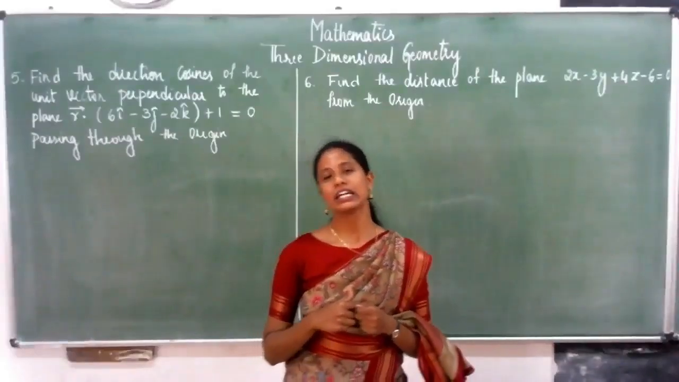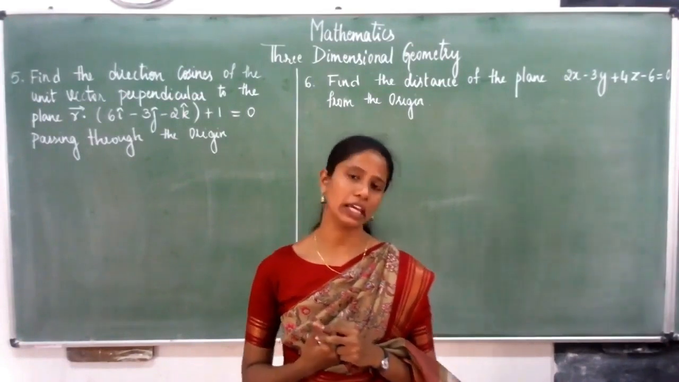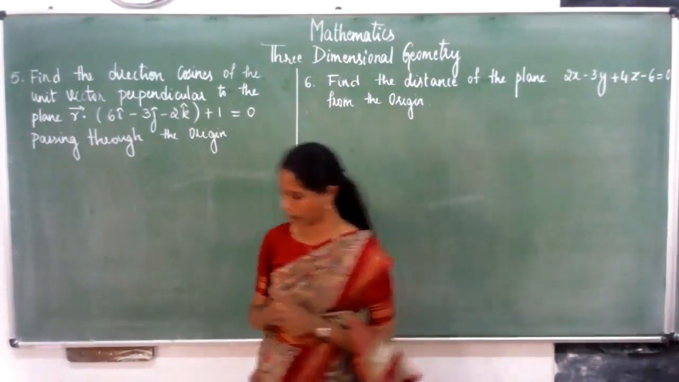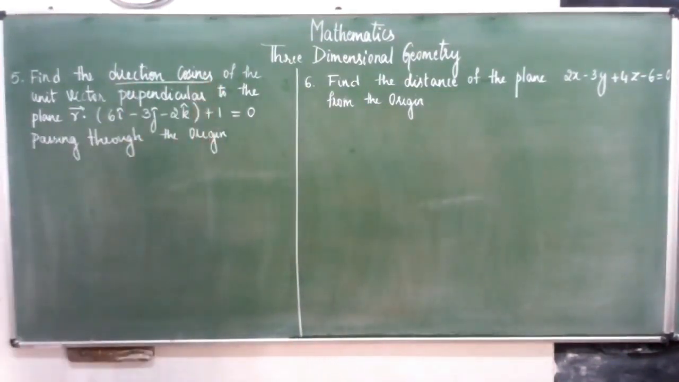Hello students, in the last class we derived the equation of the plane in normal form and also solved a few problems. Let us continue the problem. So here we need to find the direction cosines of the unit vector, of which vector?